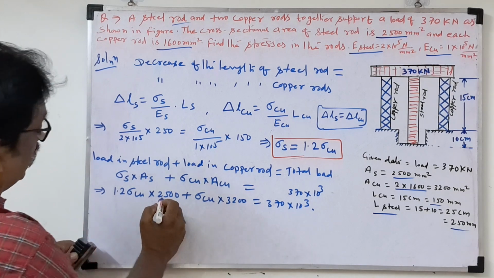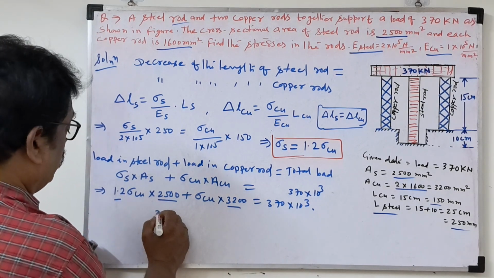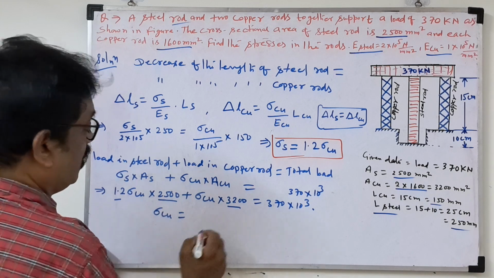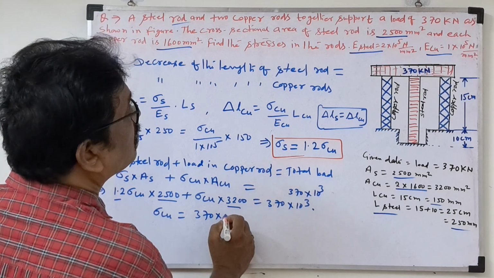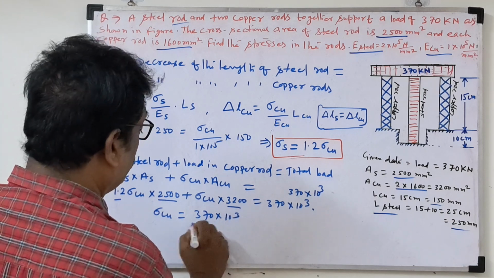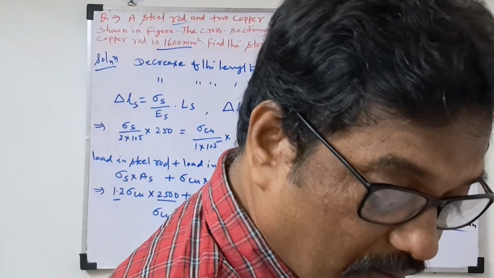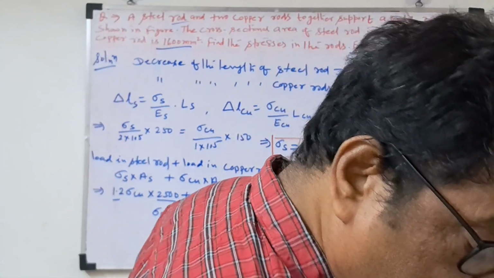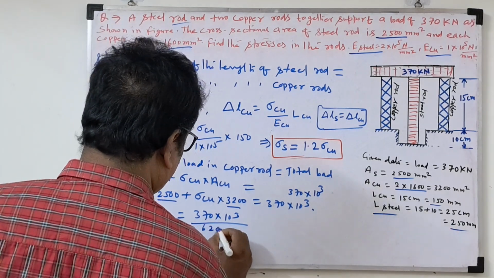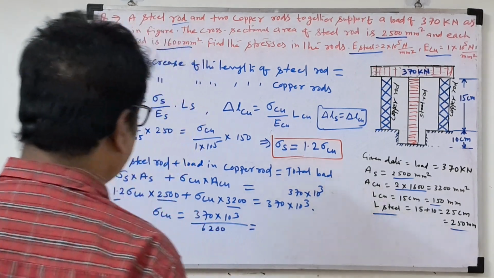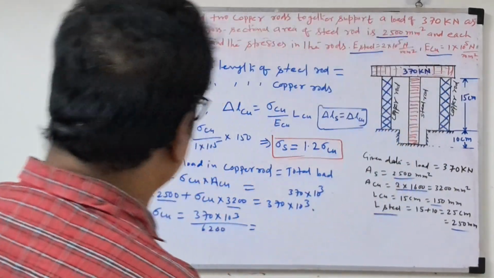So see these numerical values. If we solve this, sigma Cu will come. So this will come in the denominator: 370 into 10 power 3. And this part we already solved and kept here, so 6200 will come. If we solve this now, stress of the copper you will get 59.67.